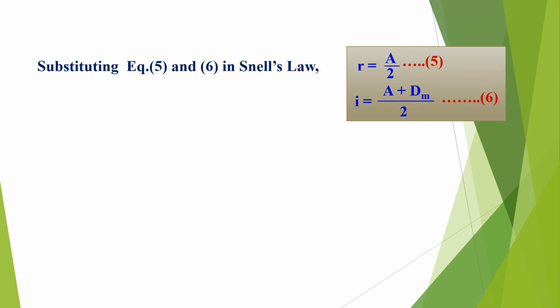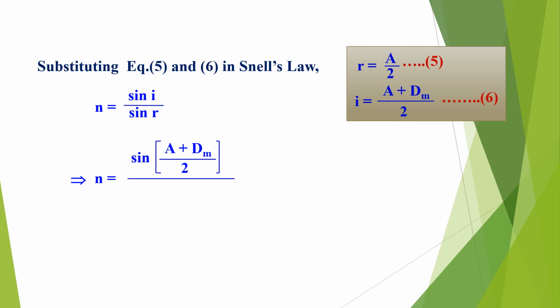By substituting the values of 5 and 6 in Snell's law, we have Snell's law n is equal to sin I by sin r, that is equal to n is equal to sin of I value is A plus dm divided by 2 and R value is A by 2. Therefore, in denominator sin of A by 2. So this is the equation of the prism, or it is the expression for the refractive index of the prism in terms of angle of prism and minimum deviation angle.